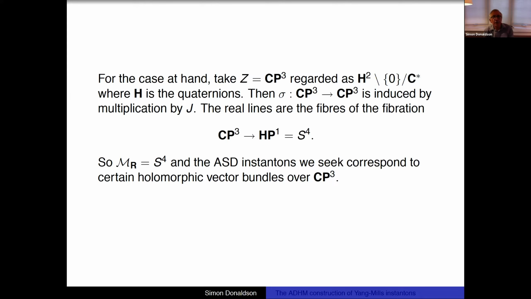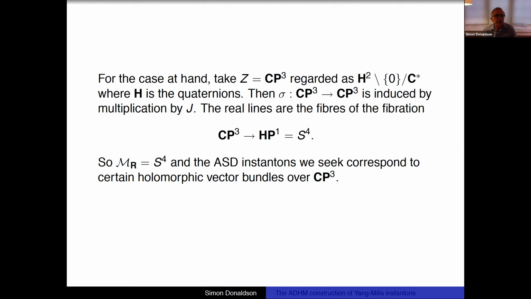And these are lines in the ordinary sense. They're complex projective lines in our complex projective three-space. And the instantons we seek correspond to certain holomorphic vector bundles over CP3, which satisfy the reality condition with respect to this anti-holomorphic map sigma.